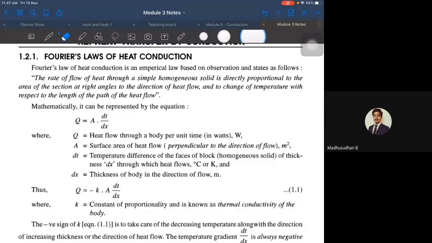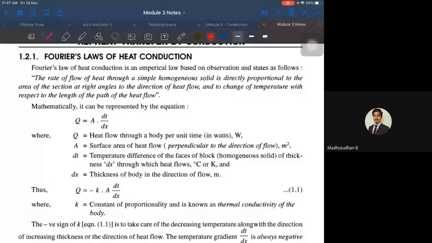And it is an empirical law. What do you mean by an empirical law? Empirical relation, empirical law. What do you mean by that? Sagar. Yes, sir. So what do you mean by empirical? Have you ever heard about it? I don't remember, sir. Okay, fine.